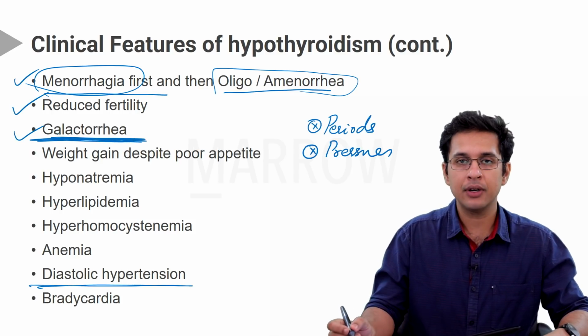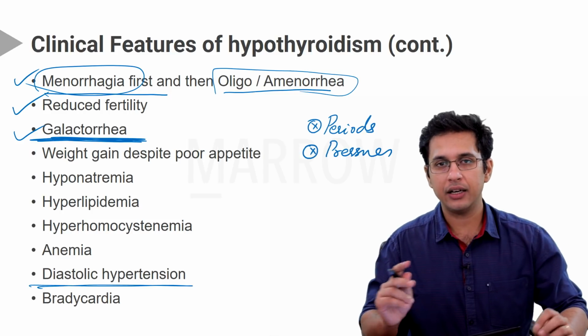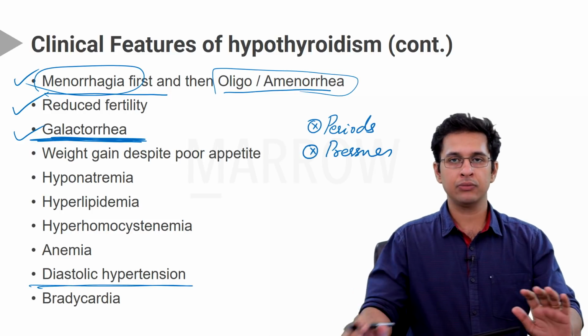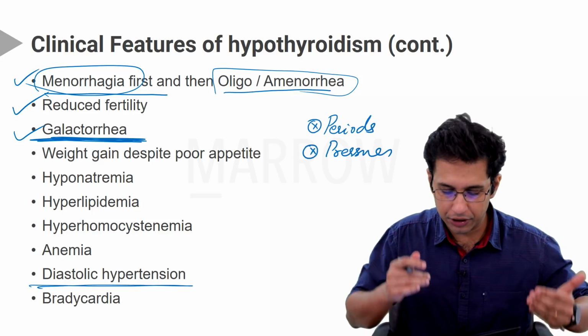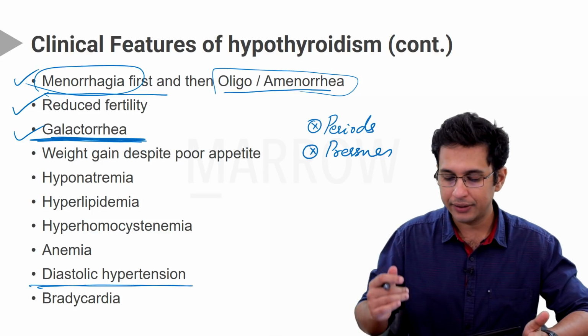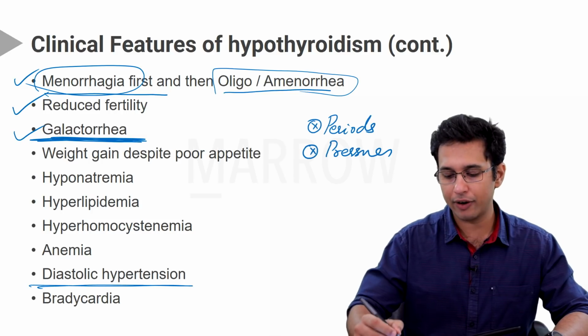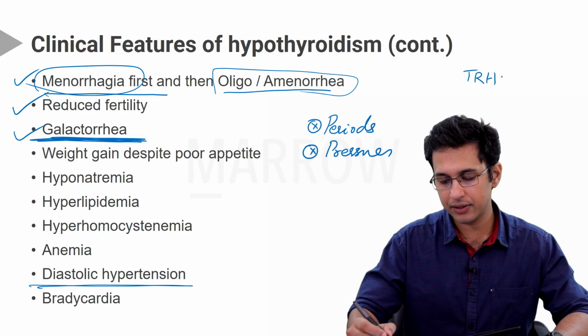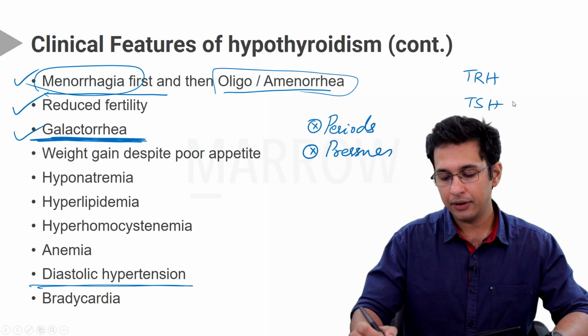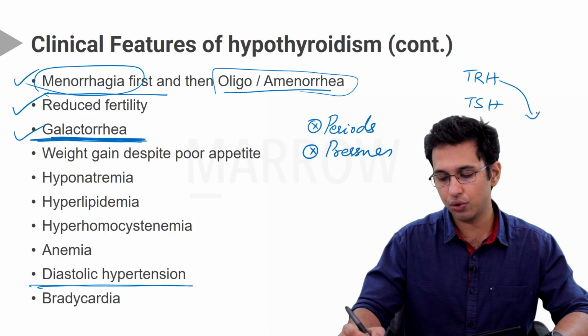Galactorrhea. What is the mechanism for galactorrhea? Can anyone say what is the mechanism for galactorrhea? Physiology. You have hypothyroidism. That means two other hormones in the HPT axis are overacting, right? TRH is very aggressive acting, TSH is also high. TRH actually has action on two things, right? One is on the TSH.